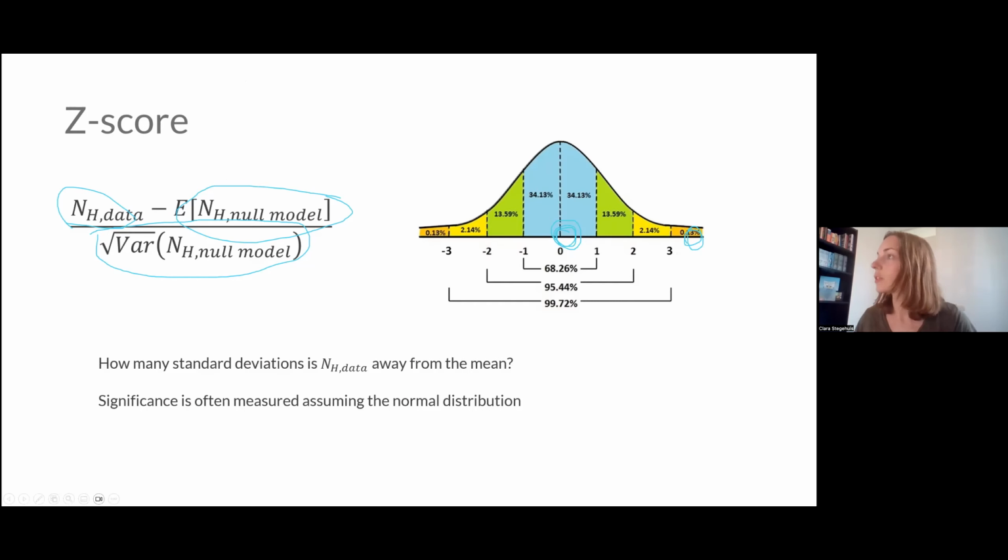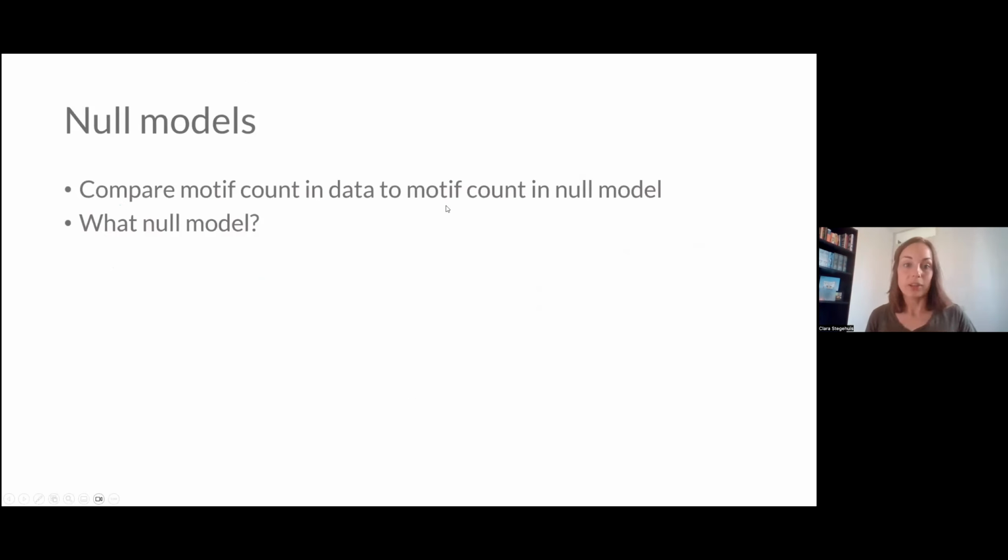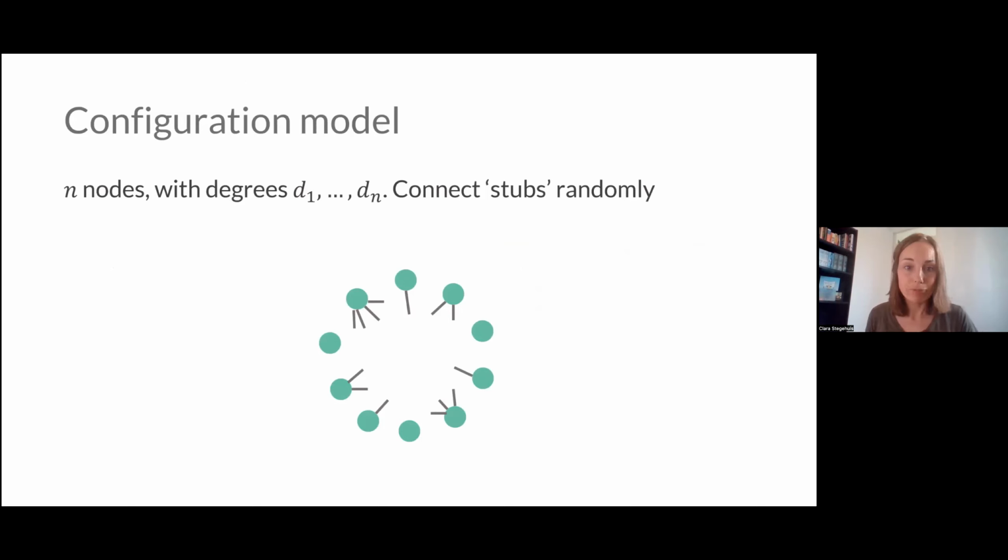But then, of course, the question that still remains is, what kind of random graph model do we use to see what kind of motifs are significant? And at least when I have been looking through the literature, what I found is that most often what is used is the so-called configuration model.